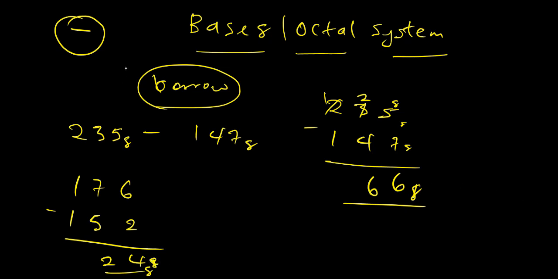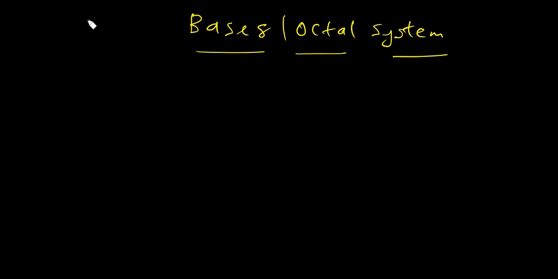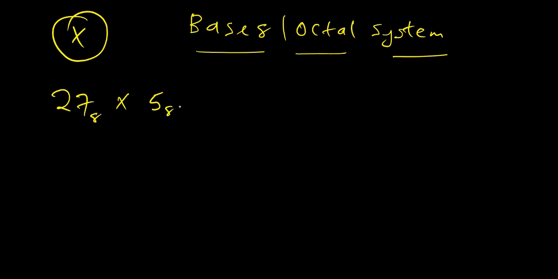Let's move on to multiplication. In multiplication, we're still going to use conversion again, just like addition. So we're going to use our conversion again. So we have 27 in base 8 multiplied by 5 in base 8. So the usual multiplication arrangement. So this would be 27 times 5.